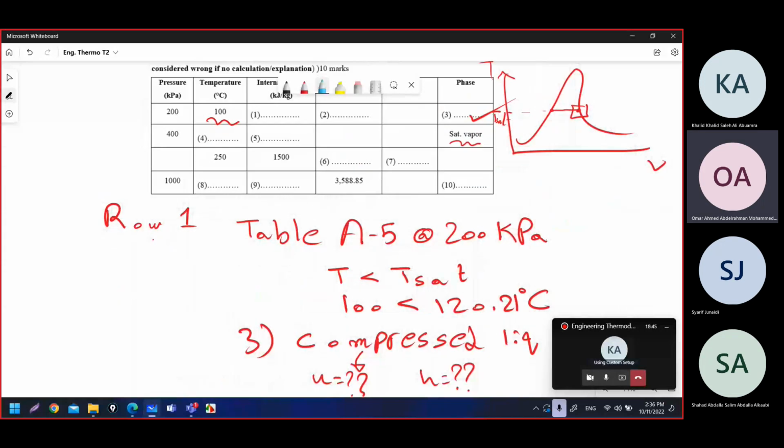I have the temperature, so I will use table A4. I'm given the specific internal energy, so I will go to table A4 and compare my specific internal energy at temperature 250 degrees Celsius. If it is higher than Ug, then it will be superheated. If it is between Uf and Ug, it will be a saturated mixture. Let's see.